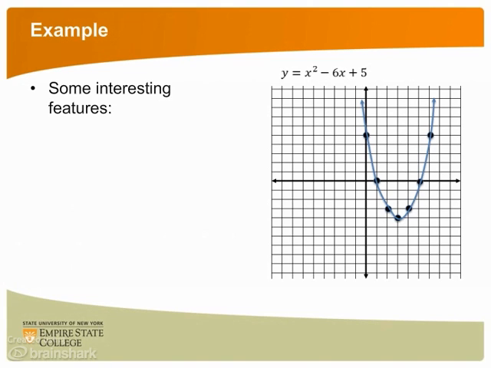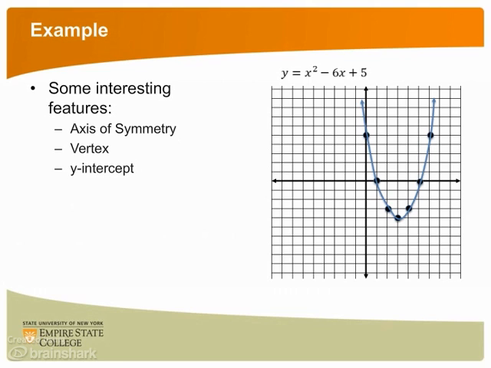Let's inspect that graph and identify some features that may prove useful. The first thing we notice is that the U-shape is symmetrical. If we draw a line down the middle of the graph, both sides match up perfectly. This line is called the axis of symmetry. We also notice that there is a bottom point on the graph. This point is called the vertex and lies on the axis of symmetry.